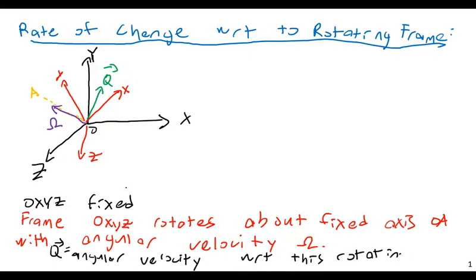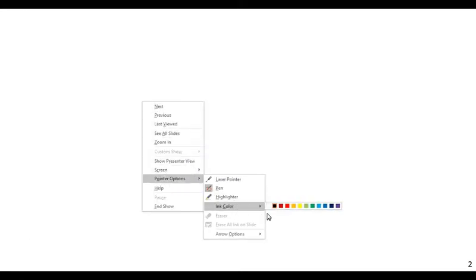So we're being very general at first. I have my global fixed frame, capital X, capital Y, capital Z. I have a rotating reference frame that is rotating about vector A, and then I have some other vector that I'm looking at, some general angular velocity with respect to the rotating reference frame. Okay, let's work through this mathematics.